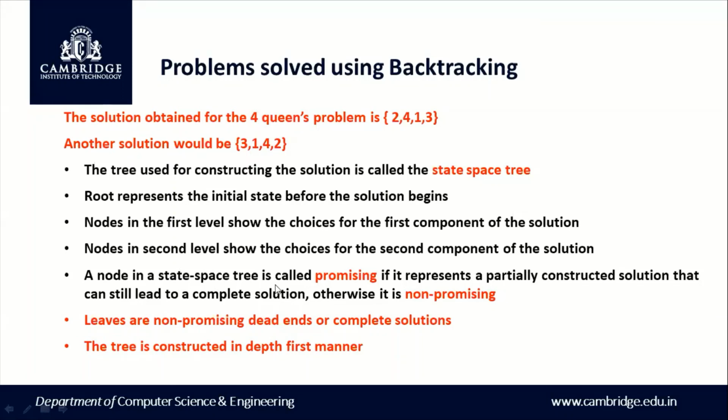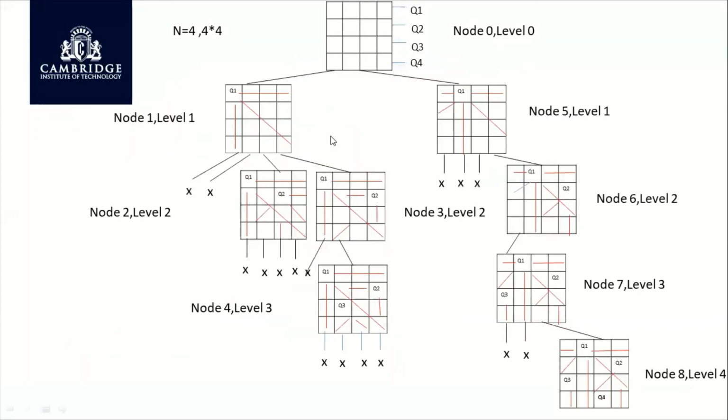A node in a state space tree is called promising if it represents a partially constructed solution that can still lead to a complete solution. Otherwise, it is called non-promising. So can you tell me the promising nodes in the state space tree?